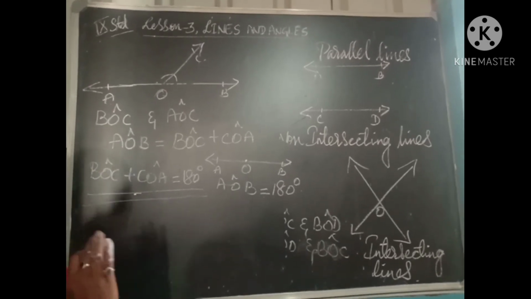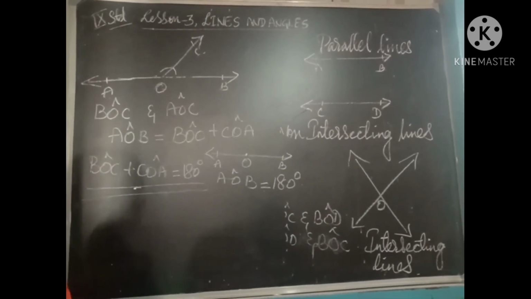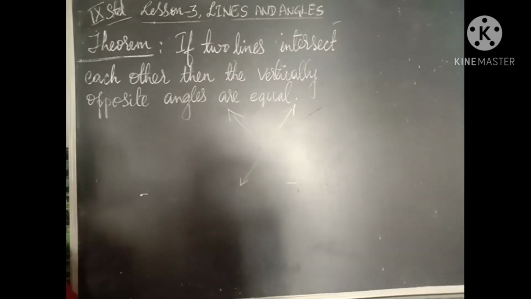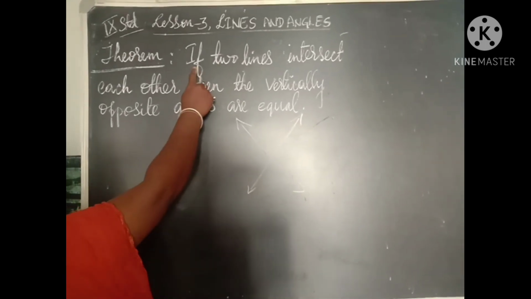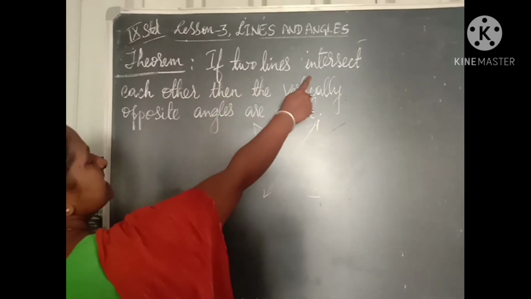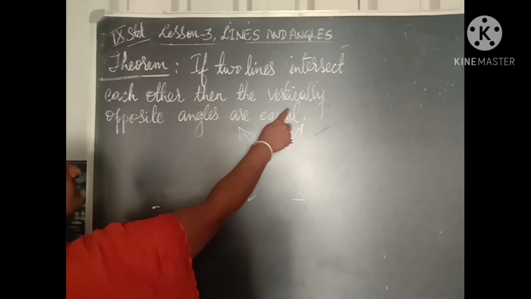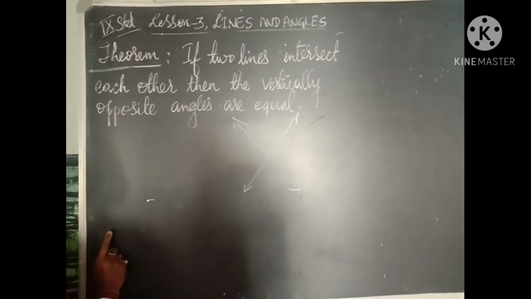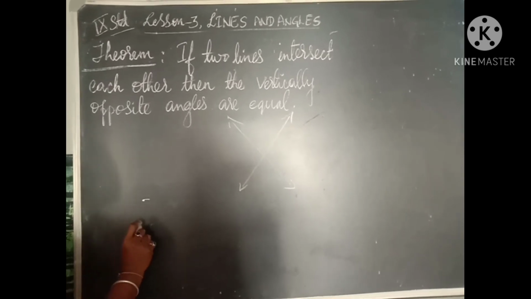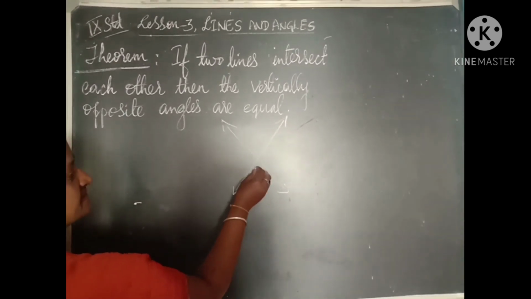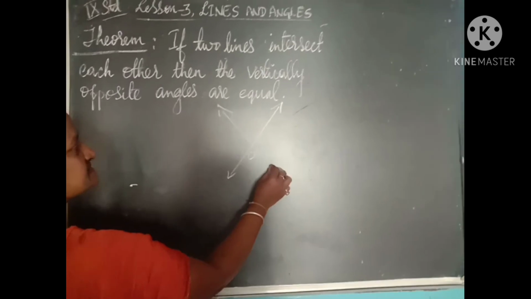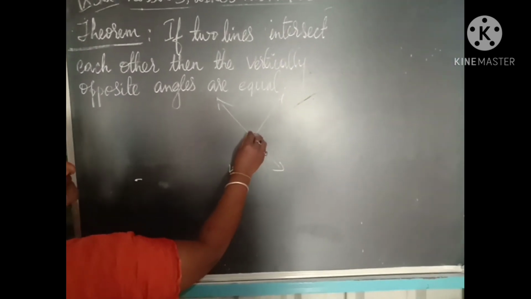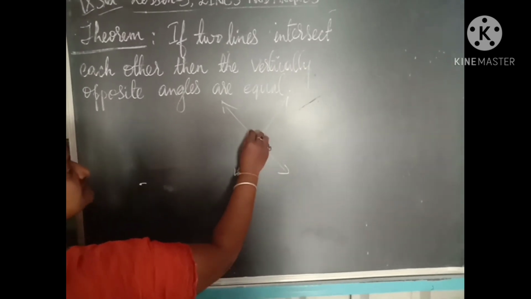Okay, children. Now, let us learn the theorem. In the theorem, if two lines intersect each other, then the vertically opposite angles are equal. So, in the previous class, what are vertically opposite angles we studied? When two lines intersect each other, then we get vertically opposite angles.